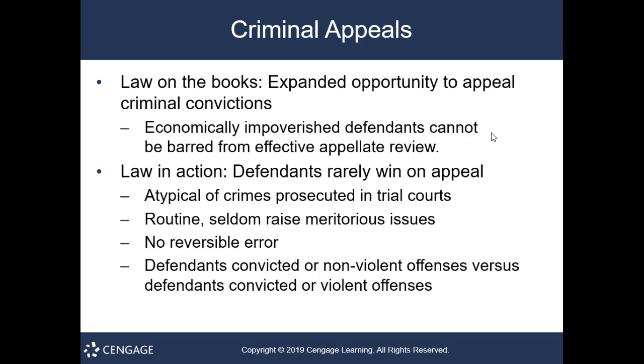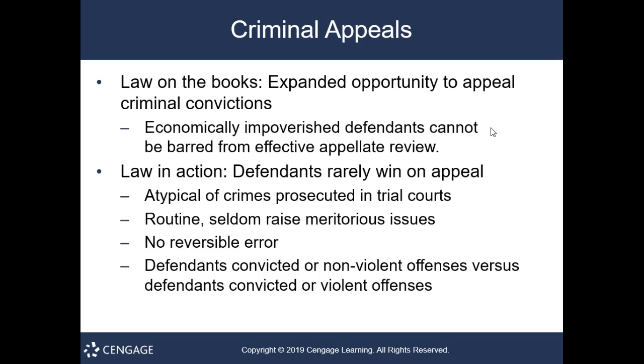Law on the books, it's an expanded opportunity to appeal criminal convictions. Economically impoverished defendants cannot be barred from effective appellate review. So the state has to pay for the transcripts of the trial, has to pay for an attorney to prosecute the appeal. And of course, usually the Attorney General's office is the one that opposes the appeal.